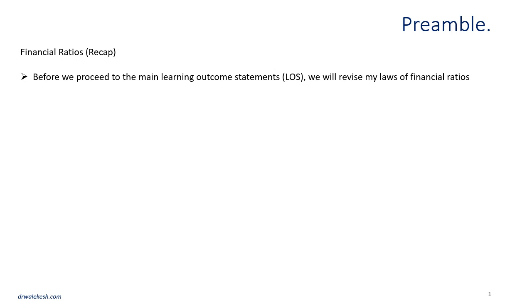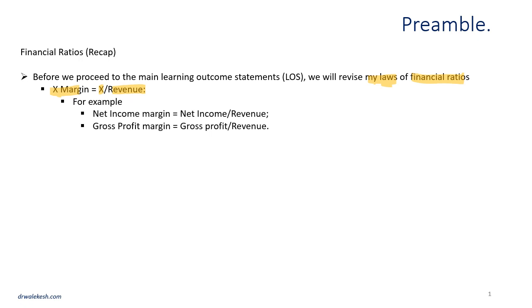So let's do a quick recap on our financial ratios. I have some laws that will help out with the summary of our financial ratios. X margin is X over revenue. So if I ask you about gross profit margin, that will be gross profit over revenue. If I ask about net profit margin, that will be net profit over revenue. If I ask you what is operating profit margin, that will be operating profit over revenue.